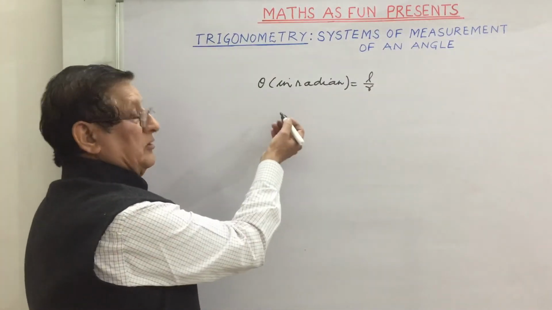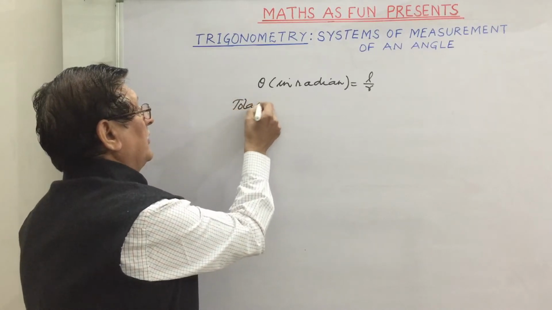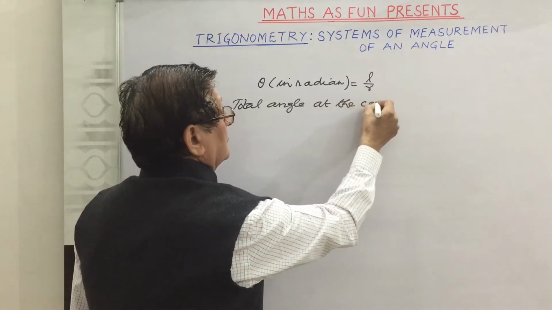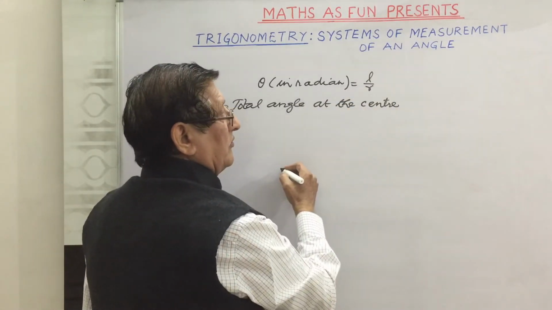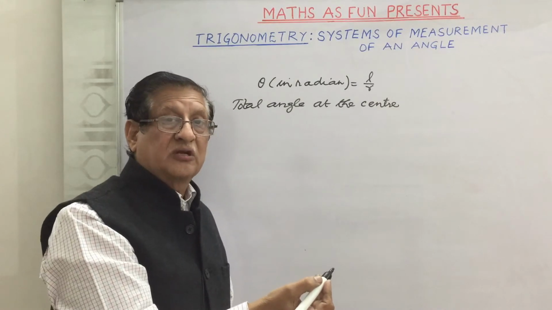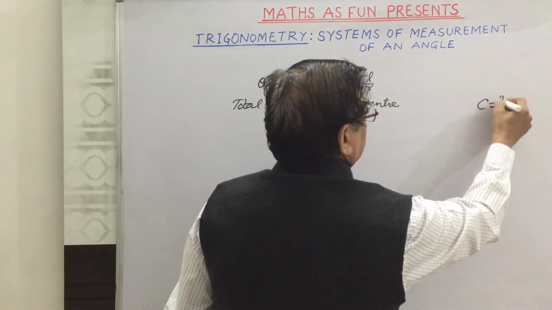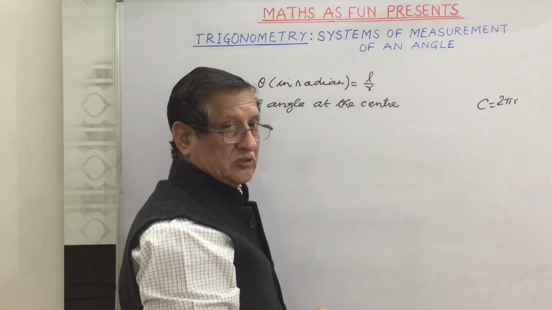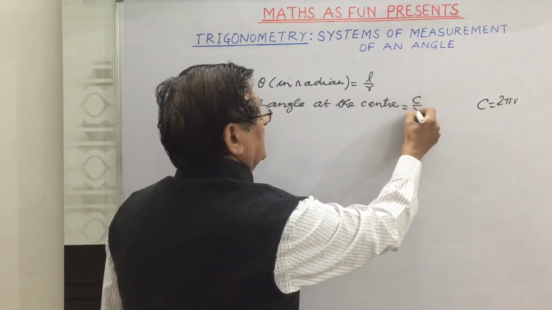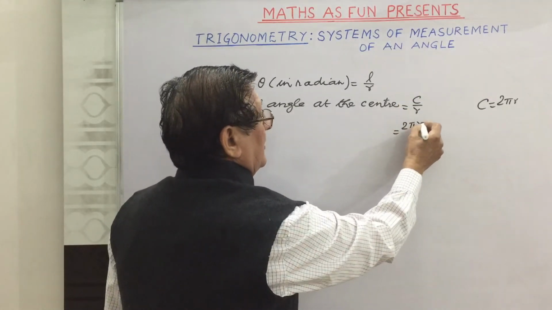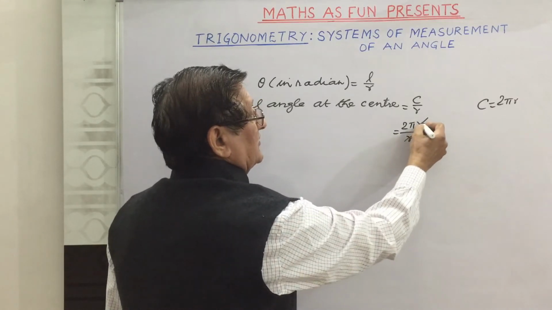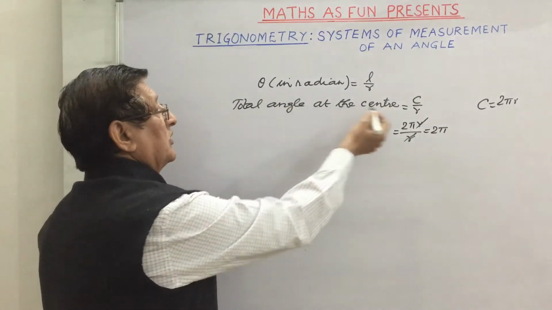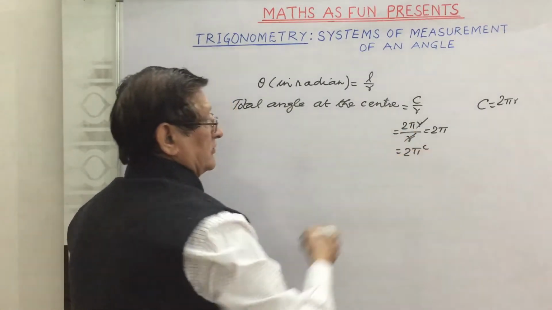Now suppose we want to learn about the total angle at the center by the circumference. We know circumference is given by 2 pi r. So the length of the arc will become equal to the circumference, so we can use this as c upon r, and c is 2 pi r upon r, and r cancel, so this comes as 2 pi. And this is the reason we say the total angle at the center is 2 pi radian.